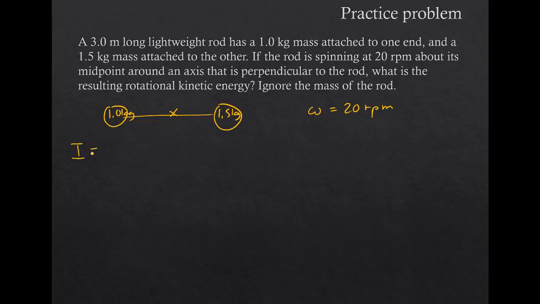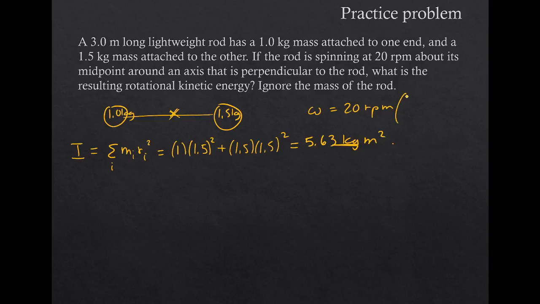So first we have to calculate the moment of inertia, and remember that's the sum of mi ri squared, and we're picking the center of this rod, so everything's 1.5 away. Okay, so it's going to be 1 times 1.5 squared plus 1.5 times 1.5 squared. Okay? And so if we calculate this all out, essentially we're going to get 2.5 times 1.5 squared. So it's going to be about 5.63 kilogram meters squared.